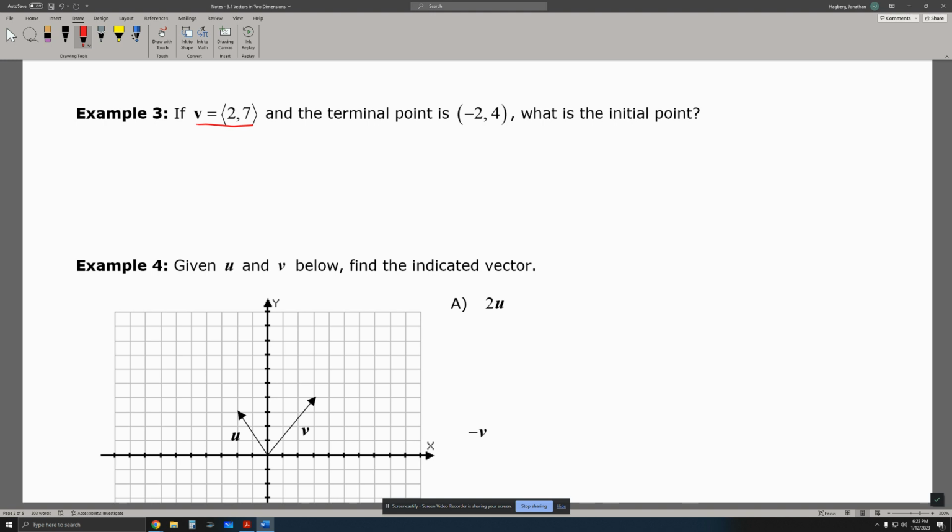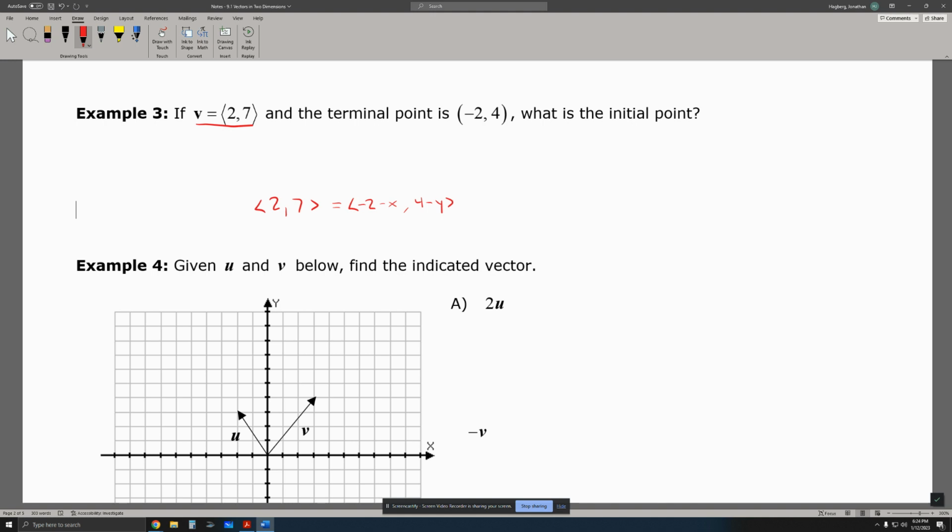I can say that my resultant vector, ⟨2, 7⟩, is equal to ⟨delta x, delta y⟩. So if the terminal point is -2, we would subtract the initial point. And then our change in y is going to be our terminal minus the initial. Terminal minus initial, in angular brackets. And then we can solve for x and y.